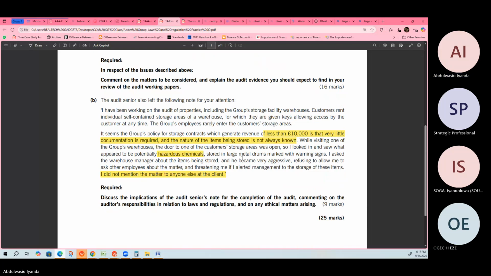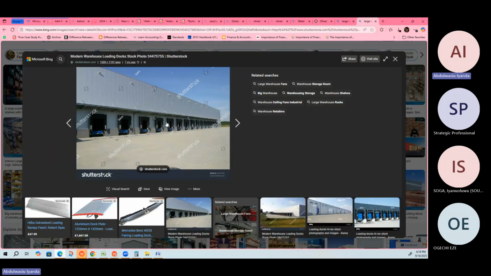Very aggressive, and allowed me to work with other employees, threatened me if I alerted the management. That's intimidation. For example, it is my company that owns the warehouse, so it's like you are the landlord's daughter or the landlord's son, and the tenant is not saying that.